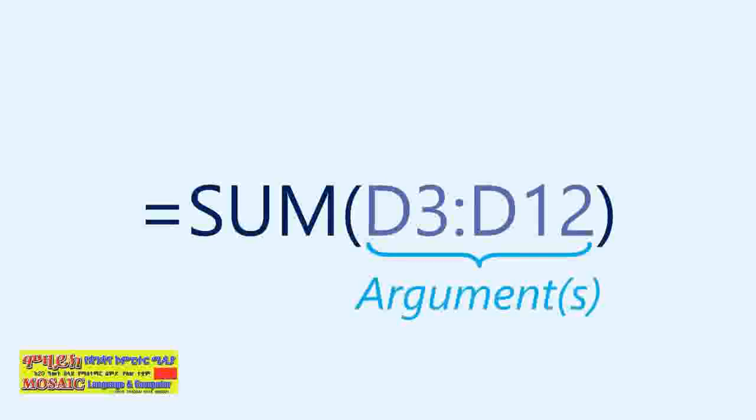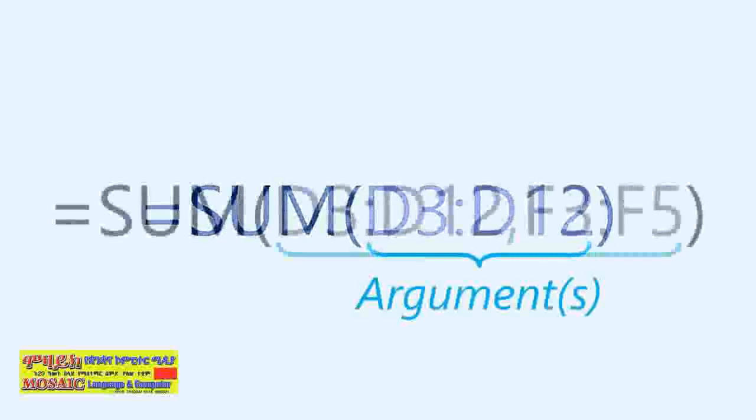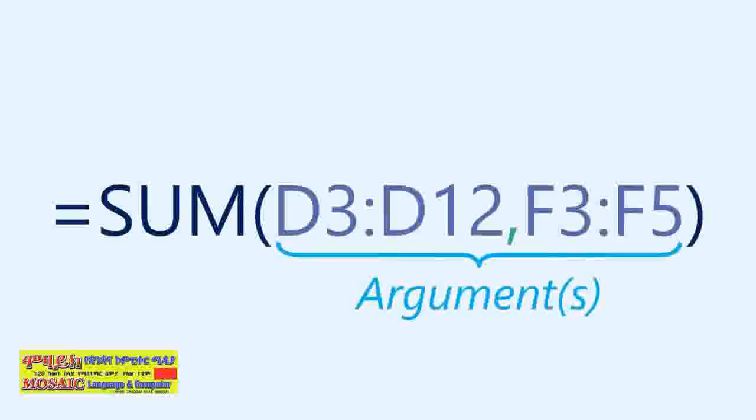In this example, we only have one argument, even though there are 2 different cell references. This is called a range of cells, or a cell range. A cell range is represented by 2 different cell references with a colon in between. In this case, the range consists of all the cells from D3 through D12. If you want to use more than one argument, you'll need to separate each one with a comma.